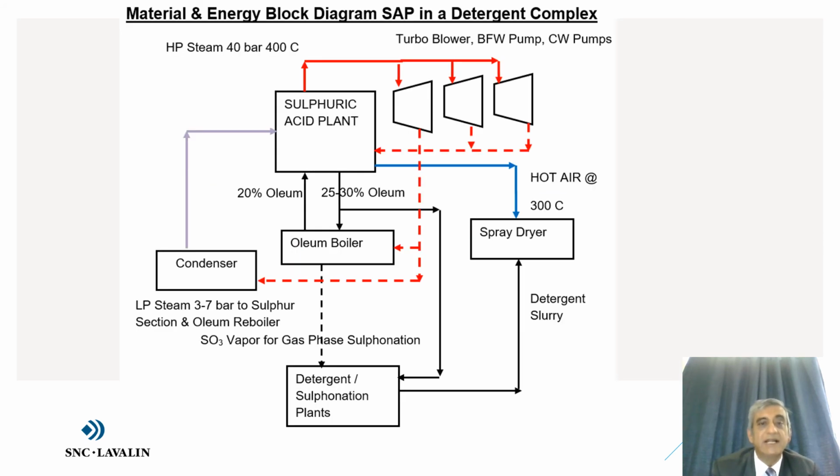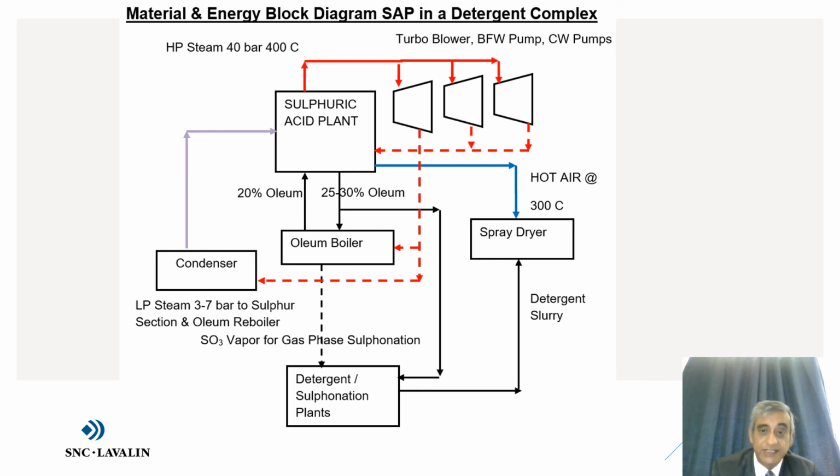Here is a material and energy block diagram for a sulfuric acid plant in a detergent complex. It's quite similar to what we saw in a small fertilizer complex. You produce steam at 40 bar 400 degrees C, run turbo blower, boiler feed water pump, cooling water pump, etc. Most of the time you will be producing oleum and SO3, which will be used for sulfonating organic compounds like lauryl alcohol, linear alkyl benzene, etc.